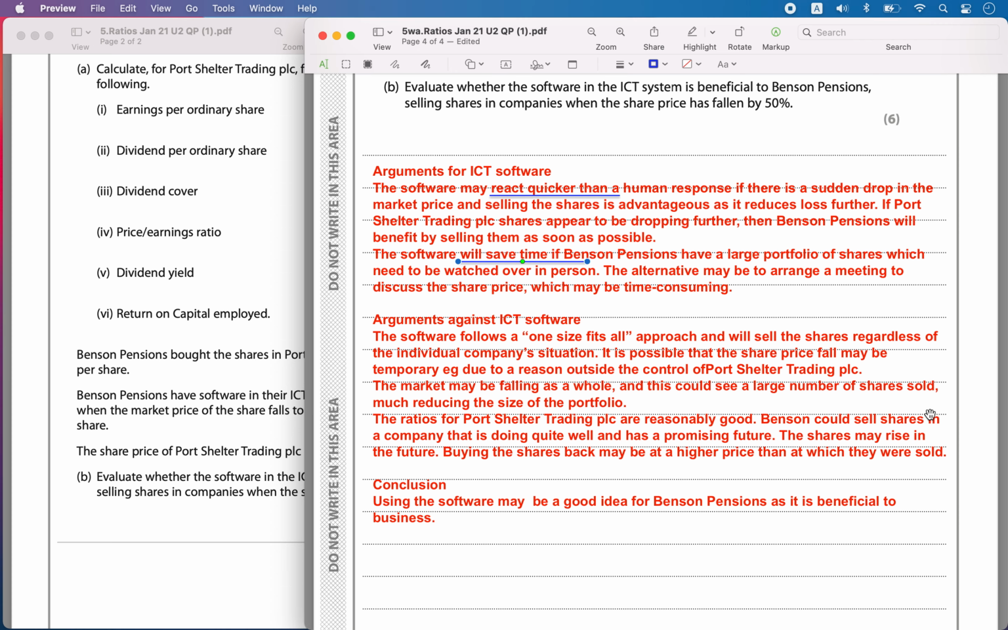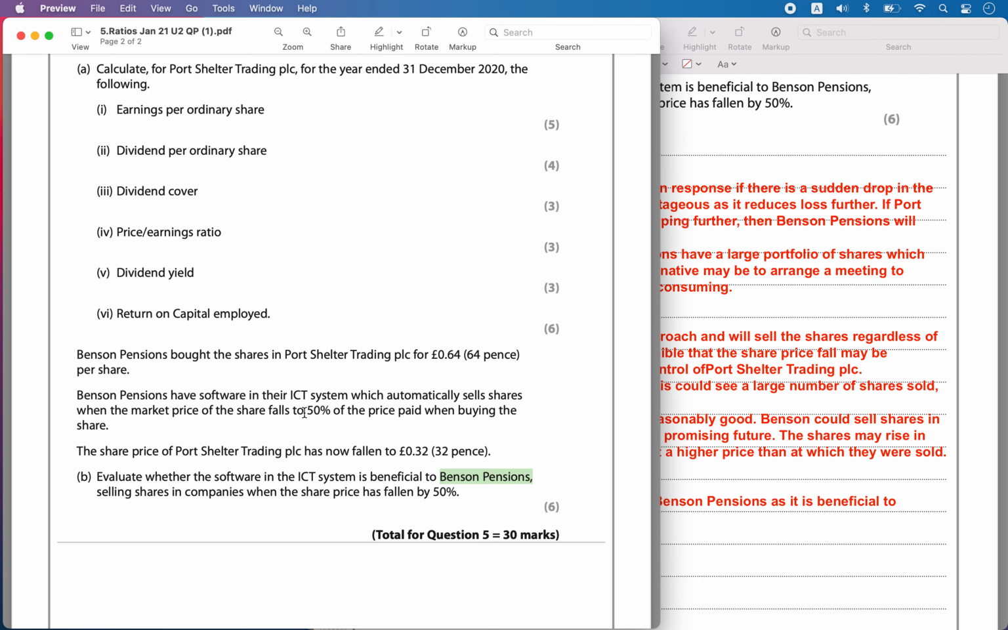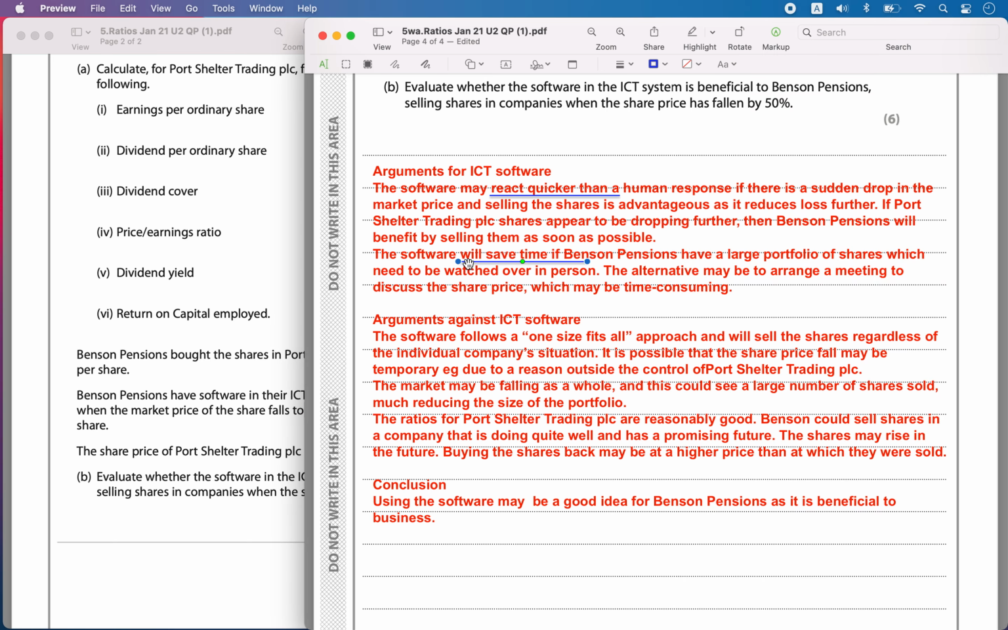So every time to decide something, you might want to have a meeting. Instead, you know that your strategy is to sell at a 50% drop in price. That means you can just employ a computer, and it is going to be quicker in response, and it is also going to save your time. So these are the aspects you will see.